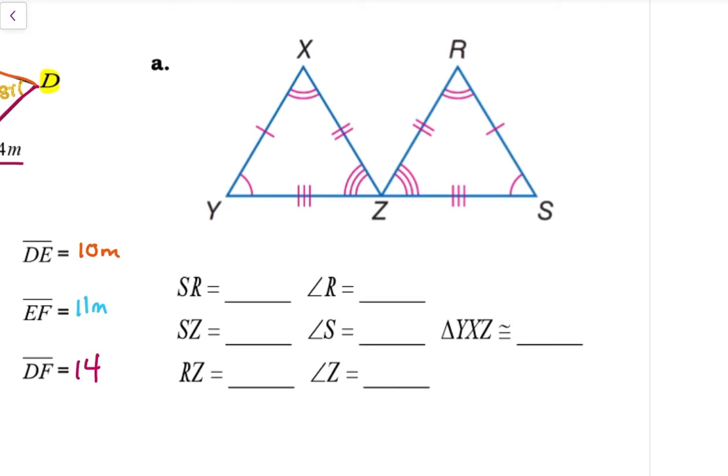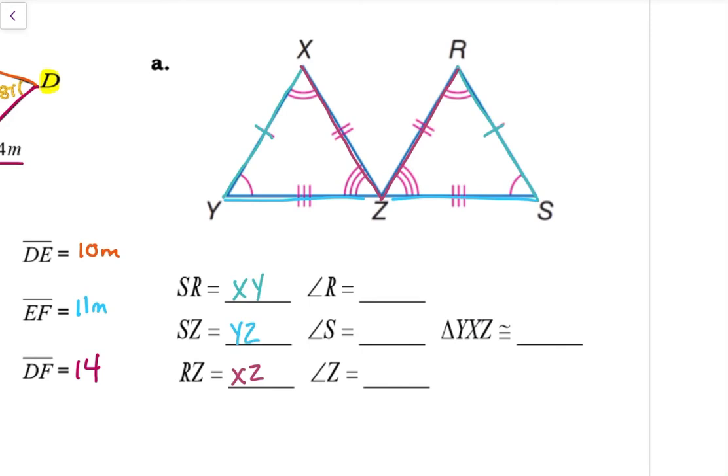Okay, for part A, I'm just writing out all the parts that are congruent to each other. So starting out, SR is this side right here with one hash mark, and it's going to be congruent to the other side on the other triangle with also one hash mark, which is XY. The next ones are the ones with two hash marks, which will be RZ and XZ. And then the last one will be the three hash marks, which will be from SZ to YZ.